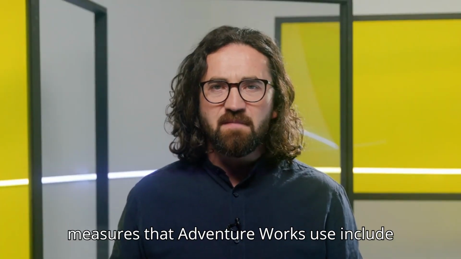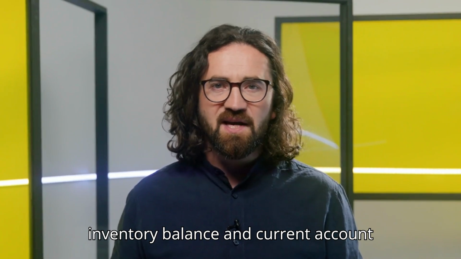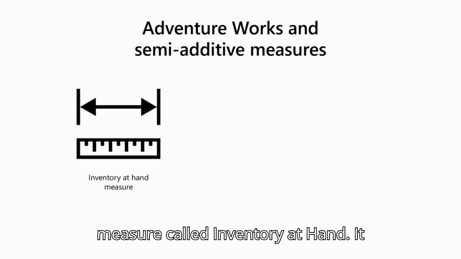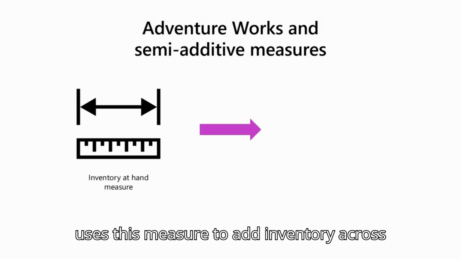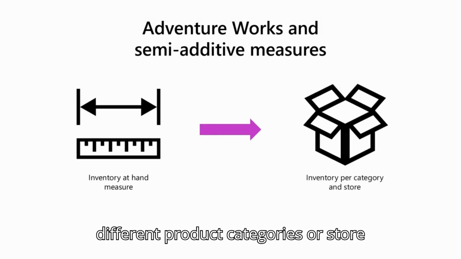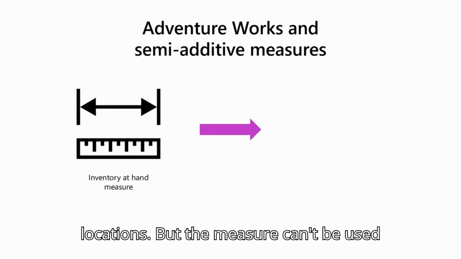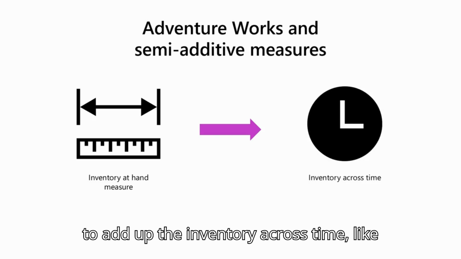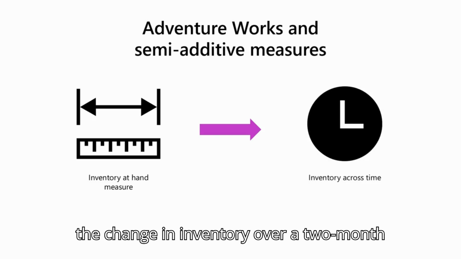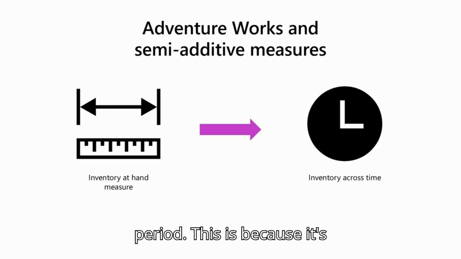Examples of semi-additive measures that AdventureWorks use include inventory balance and current account balance. AdventureWorks has created a measure called inventory at hand. It uses this measure to add inventory across different product categories or store locations. But the measure can't be used to add up the inventory across time, like the change in inventory over a 2-month period. This is because it's semi-additive.